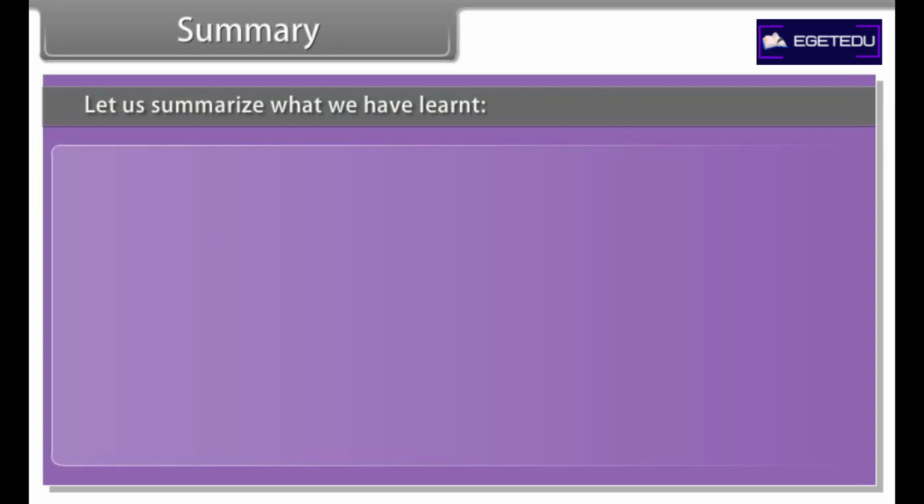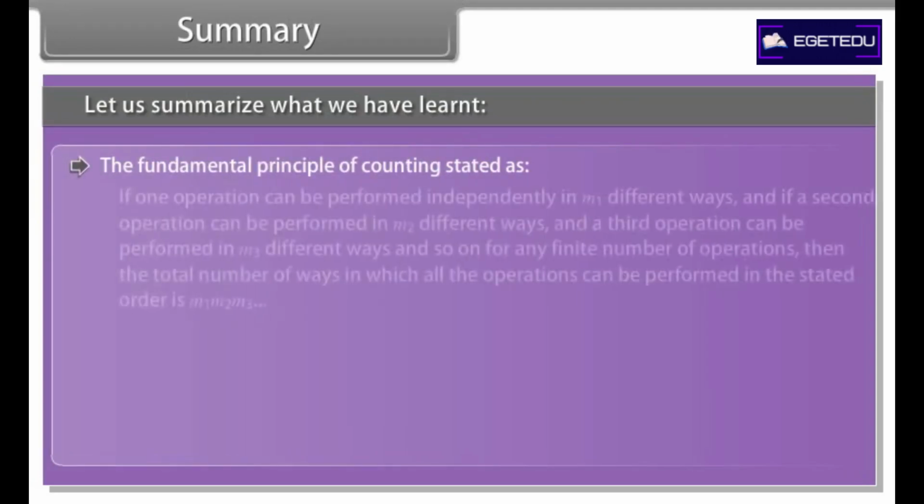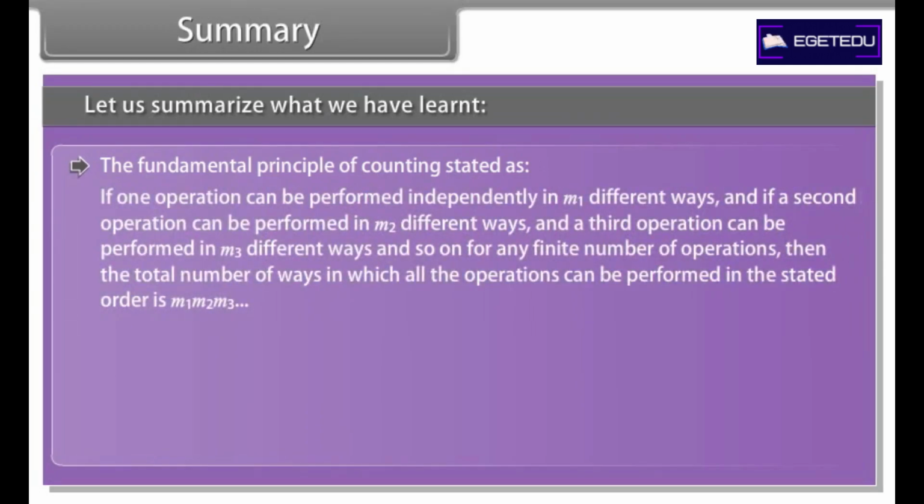Summary. Let us summarize what we have learnt. The fundamental principle of counting states that if one operation can be performed independently in m1 different ways, and a second operation can be performed in m2 different ways, and a third operation can be performed in m3 different ways, and so on for any finite number of operations, then the total number of ways in which all the operations can be performed in the stated order is m1 into m2 into m3 and so on.